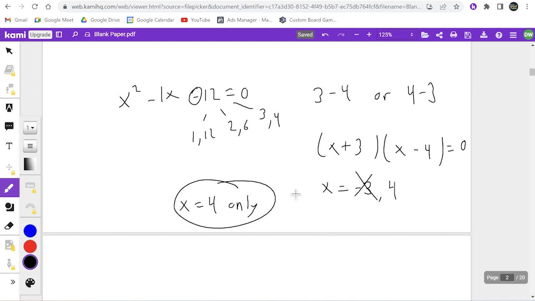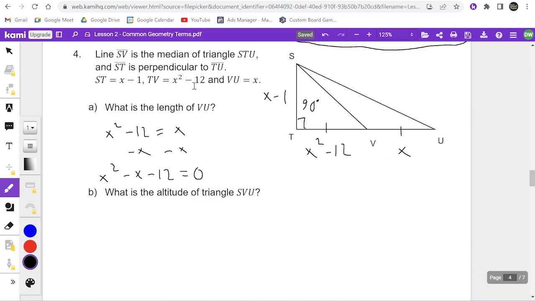Now, I don't know why I'm circling that. Again, that's not the final answer. Let me explain. Because what did the question ask for? The question asked for the length of VU. That's this guy right here. And what is VU? Well, VU is equal to x, which we said x is 4. Okay, now we can circle 4 as our final answer.